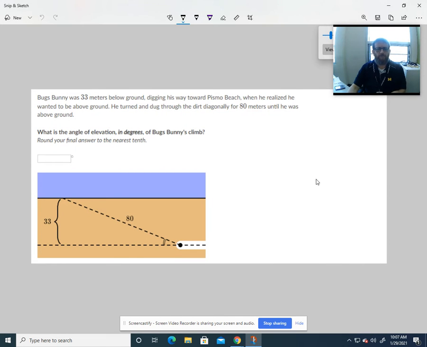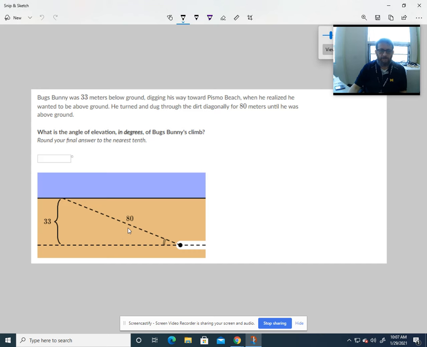Bugs Bunny was 33 meters below ground, digging his way towards Pismo Beach when he realized that he wanted to be above ground. He turned and dug through the dirt diagonally for 80 meters until he was above ground. What is the angle of elevation in degrees that he wanted to start going at?